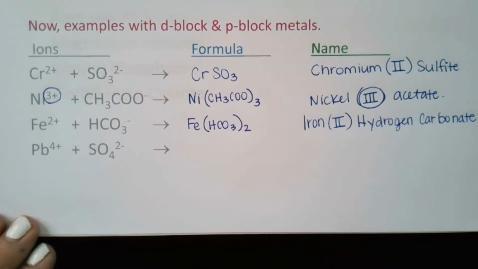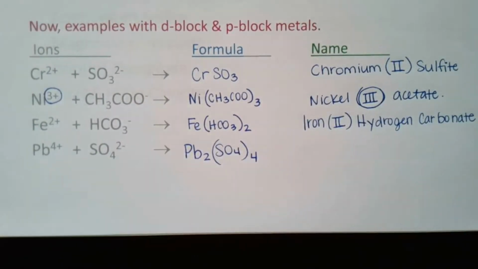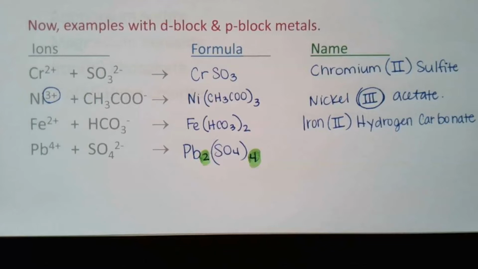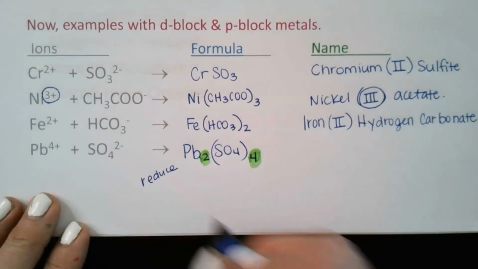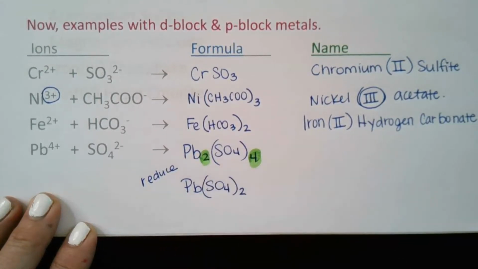And last but not least, Pb4+ and SO4 2-. This is a super tricky one. We're going to take it one bite at a time again. We start out with our initial formula, which we might predict to be Pb2(SO4)4. But this is leaving us with a 2 to 4 ratio, and I can reduce that to be a 1 to 2 ratio. So I can rewrite this, reduced, as Pb(SO4)2. Pb(SO4)2, final answer.